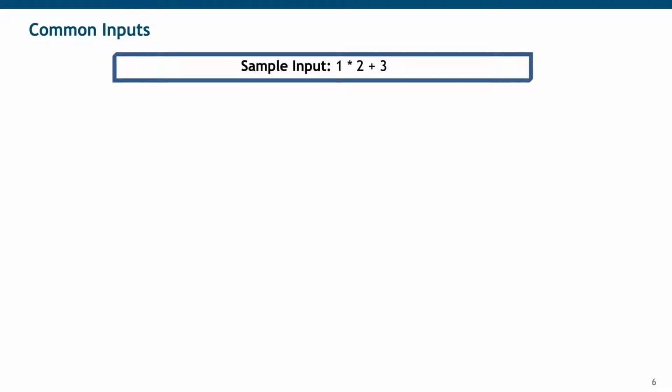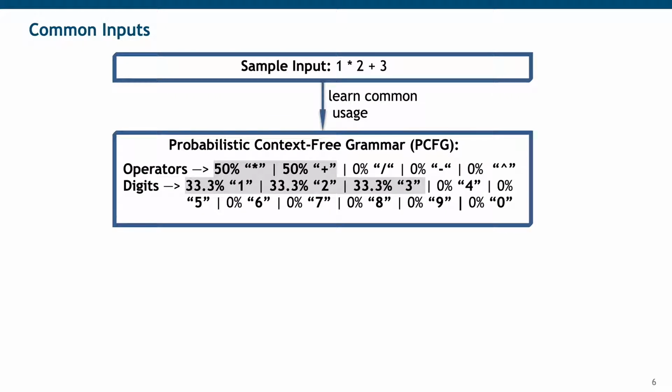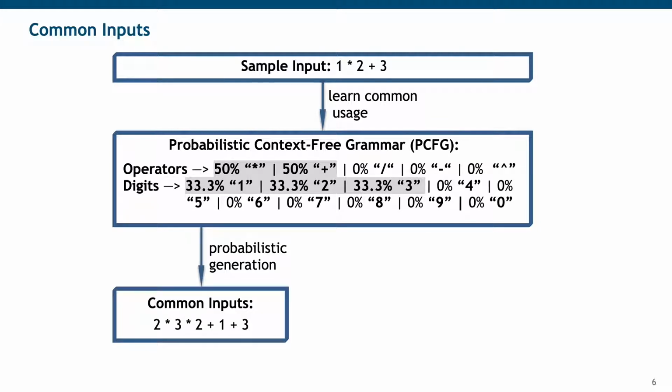To give an example, again consider the same sample input. Using the process that I showed in the last slide, we learn a common usage and get a probabilistic grammar such as this. Then we turn this grammar into a producer and we're able to generate common inputs. These are inputs that are similar to the initial sample. They have the same digits and the same operators.